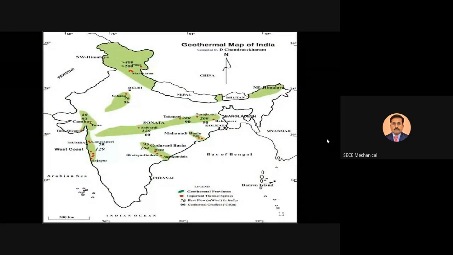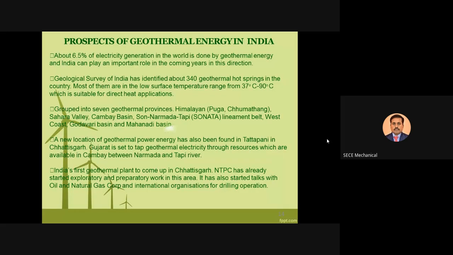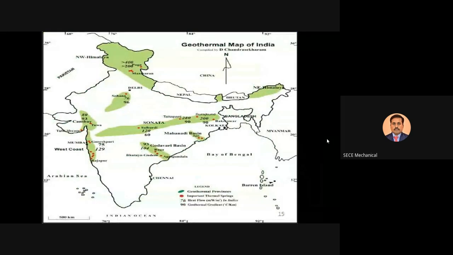Here you can see the geothermal map of India, where around 340 geothermal hot spring areas have been found. So these are the hot spring areas. That is the geothermal map of India.